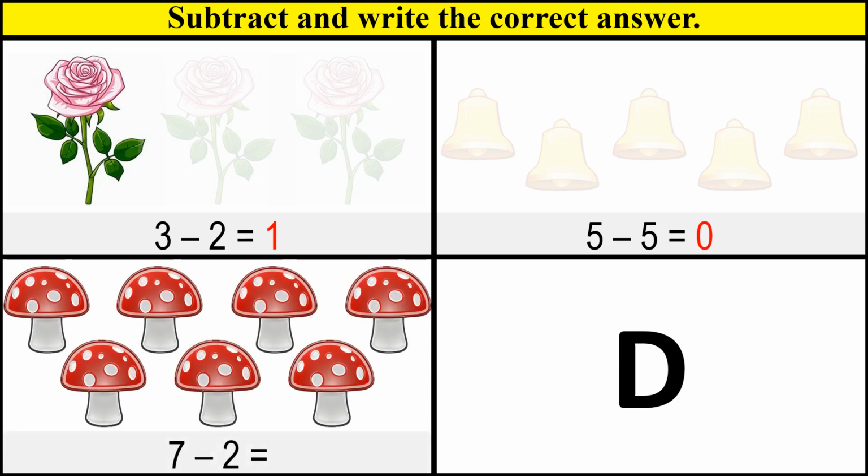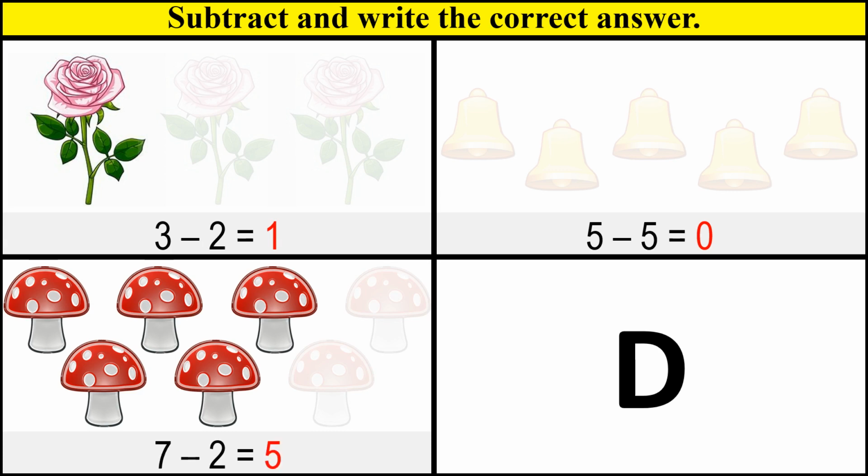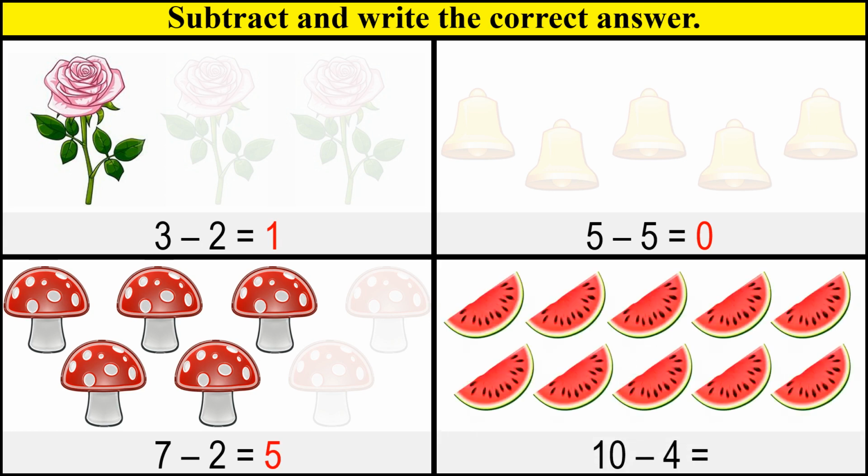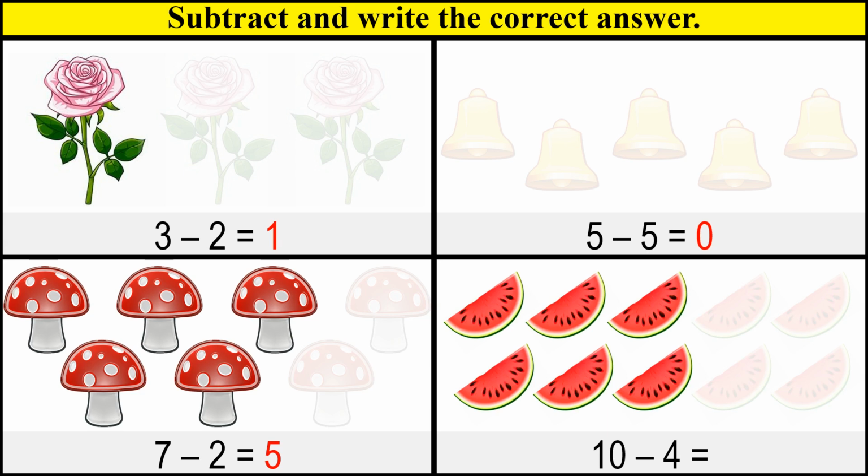The next one, 7 minus 2. Okay, 7 minus 1, 2. There remains 5. So 7 minus 2 equals 5. And the last one, 10 minus 4. 10 minus 1, 2, 3, 4. There remains 6. So 10 minus 4 equals 6.